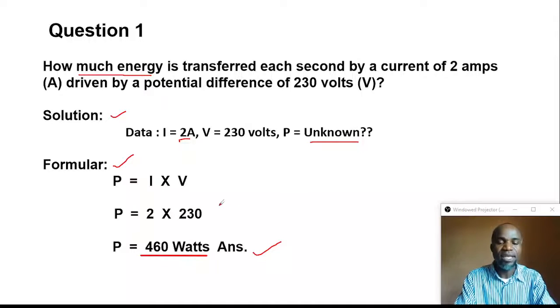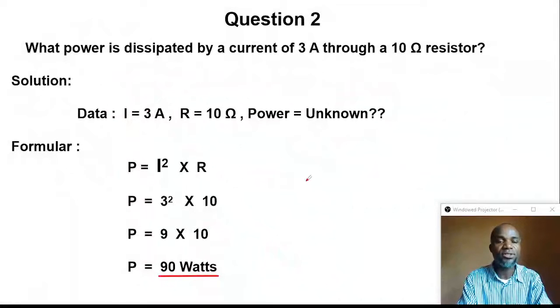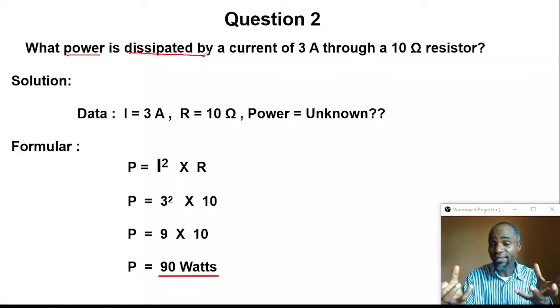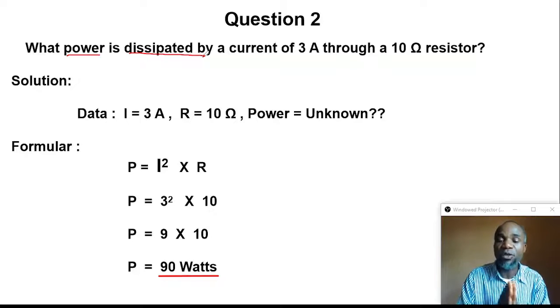Thank you. Now let's consider the second question. The second question has to do with power again. What power is dissipated, that is, used up in that circuit by a current of 3 amps through a resistor offering a resistance of 10 ohms? So they want us to calculate that.